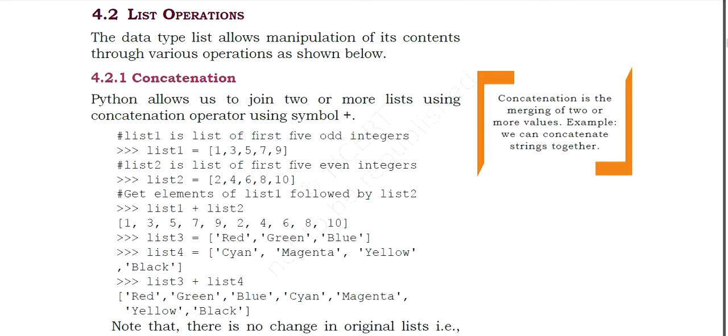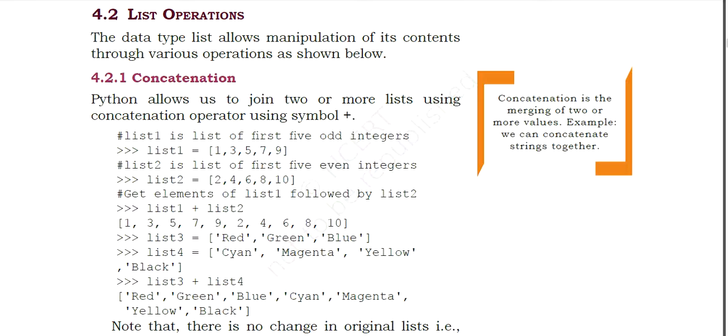Today we are going to talk about list operations. In the previous class we saw how to create and access a list. Now today we will see list operations. This data type, list, allows manipulation of its content through various operations.